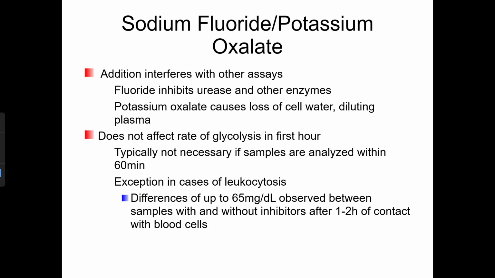It's typically not necessary if the samples are analyzed within 60 minutes. The exception is in cases of leukocytosis. Differences of up to 65 mg per deciliter are observed between samples with and without inhibitors after 1 to 2 hours of contact with blood cells.